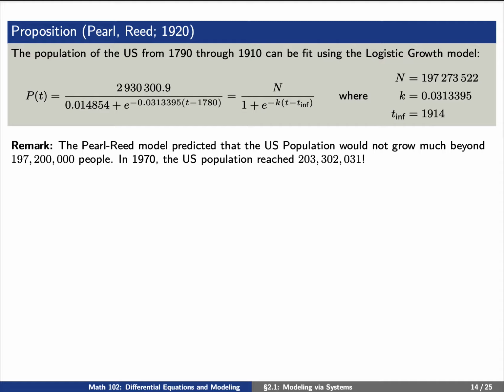They do spend some time there in the article discussing what it would look like if the United States had a population of 197 million people. Unfortunately, their model isn't exactly right. Indeed, in 1970, the US population reached 203 million people.